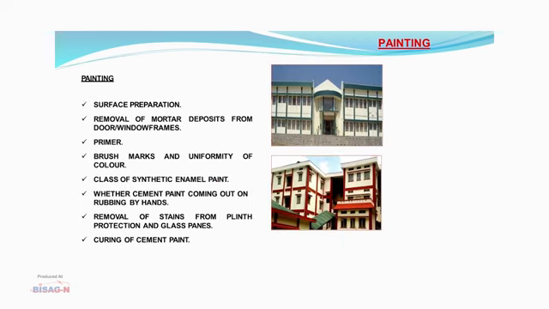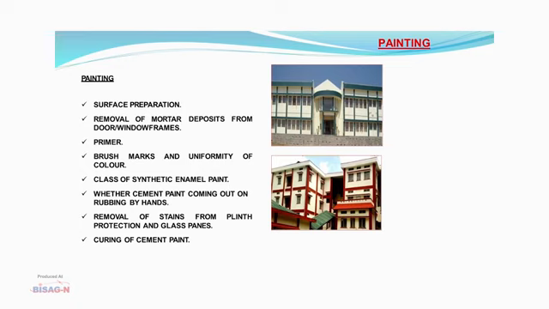The painting. Prior to the painting, adequate surface preparation has to be carried out. Removal of mortar deposits from the doors, windows and other parts has to be carried out. It has to be ensured that a fair finish has been obtained prior to application of the primer. The brush marks and uniformity of the color has to be ensured. Also, the type of enamel paint has to be as per the specifications of the contract agreement.